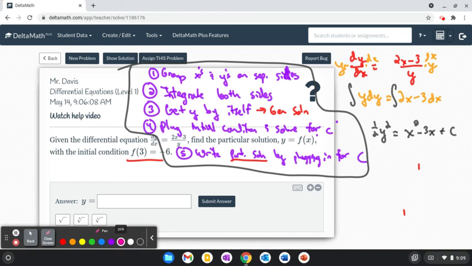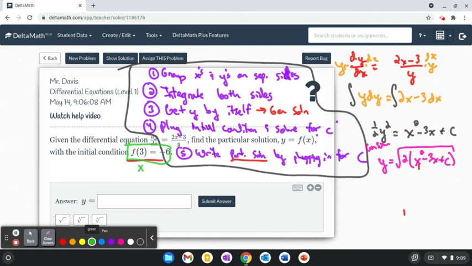So next is to solve for y. I'm going to multiply the right side by 2. So y is going to be the square root of 2 times (x squared minus 3x plus c). So that is my general solution: y equals the square root of 2 times (x squared minus 3x plus c). That's the general solution.